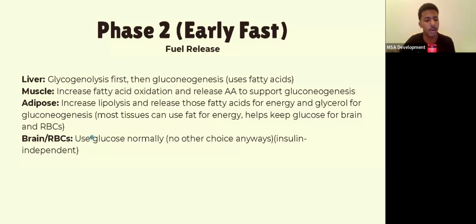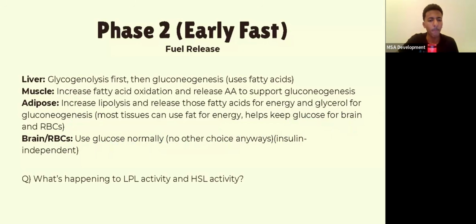Now let's come down to the brain and the RBCs. Again, they use glucose normally because they don't have any other choice. They're also insulin independent, so the rate of using glucose does not change throughout phase one or phase two. Okay. Now, what's happening to the LPL activity and HSL activity?